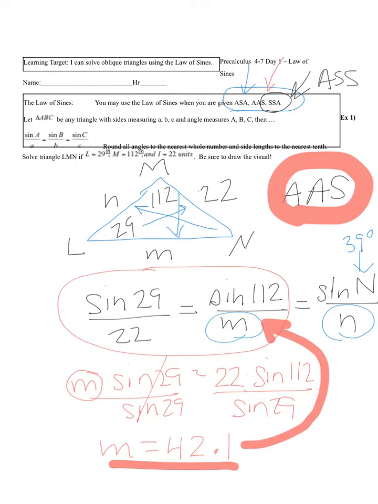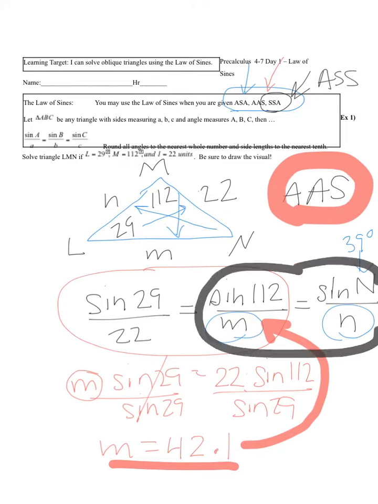So now when it comes to solving for n, I will just do the same thing using my proportion, this time using this one. Now you could have used sine of 29 over 22 with sine of n over m. I'm just choosing to use the two that I circled because they're next to each other. And we'll do the same setup using the proportion and go ahead and double check that, but we should get that side n is equal to 28.6.